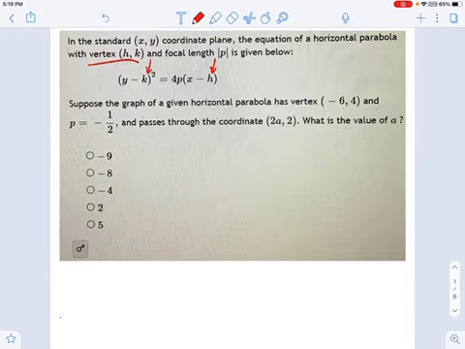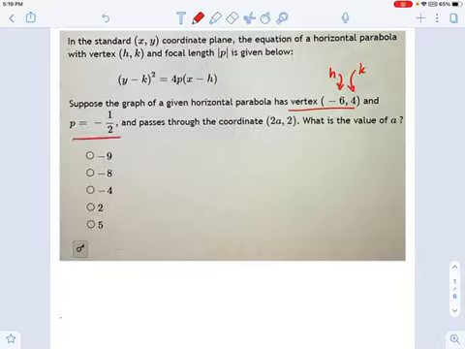And we also have a focal length, p. You see that's right here. So this equation is actually going to describe all the things we need about a parabola to draw its picture. And let's take a look at what we have. Okay, so it's telling us the vertex right here. And remember what that means. This is h, and this one over here is k. And we also know p.